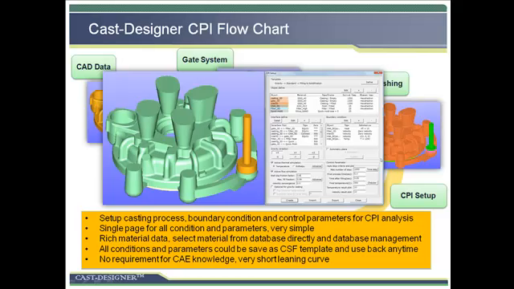After that, the user can follow the sequence of up to down, left to right, to define the material data, heat transfer condition, and casting speed or pressure. Finally, define the parameters to control the simulation and save the result. After that, the CPI model is completed. Cast-Designer has a rich material database, and the user can select material from the database directly. Also, it is possible to generate your own database and manage it. All defined process conditions and parameters can be saved as a user template file and used again at any time.